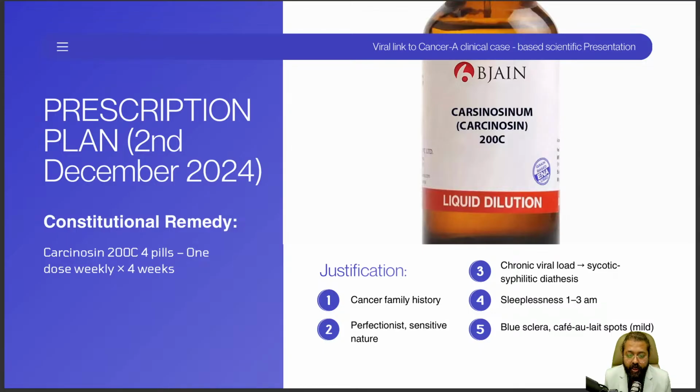And in chronic viral load, that is a psychosyphilitic diathesis, sleeplessness more profoundly at 1 to 3 am, and blue sclera, that helps us to choose this medicine.